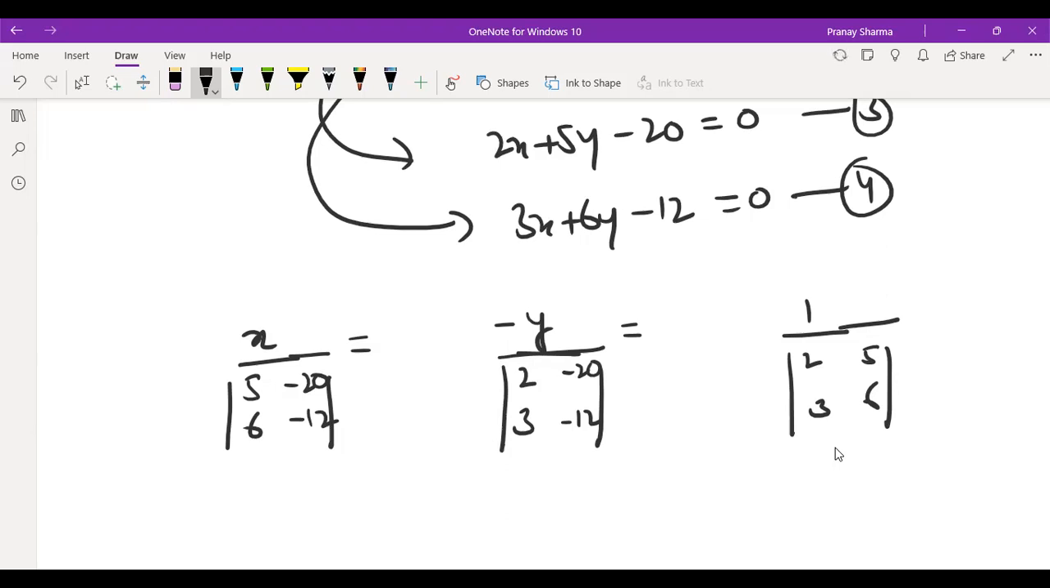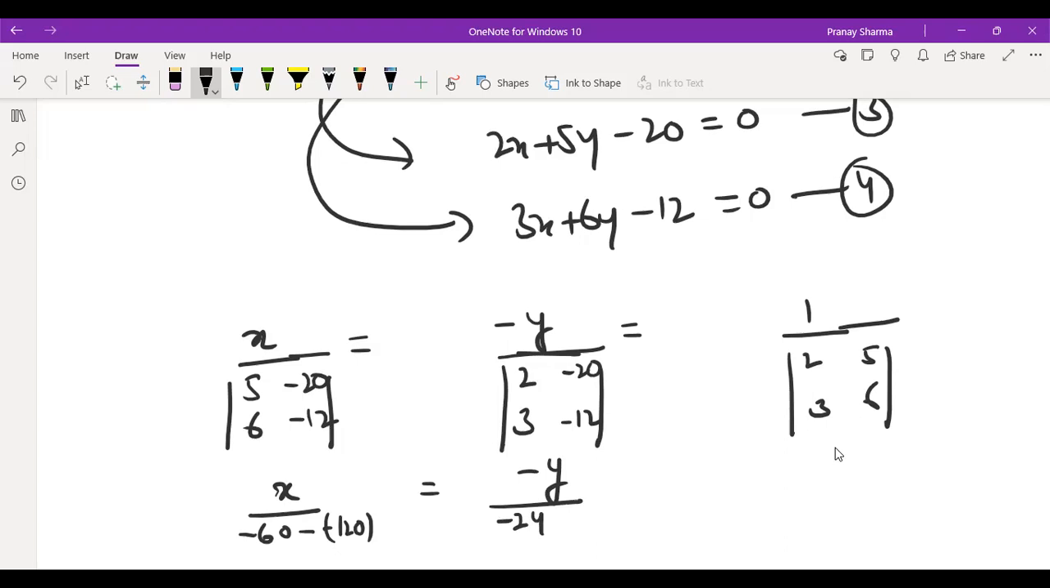5 into 12. What is 5 into 12, people? 60, right? But it should be minus 60. So this is minus 60 minus of what this will be? 6 into 20, but it is with a negative sign, right? So negative into negative will become positive, but it is minus the 120. And then we have a negative here, negative y. All right. What this will be? 12 into 2. 24, but we have a negative here. So minus 24.